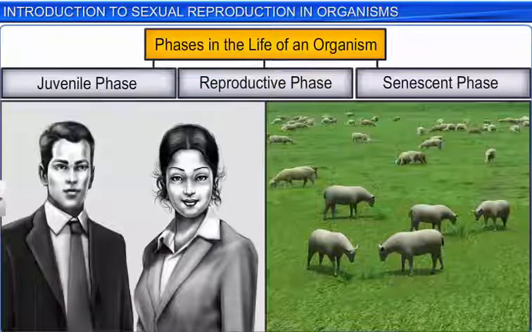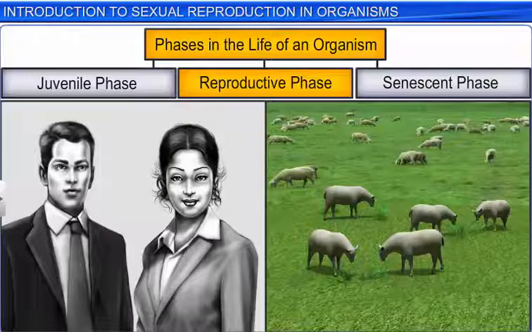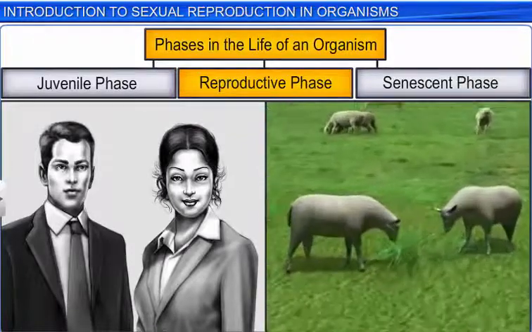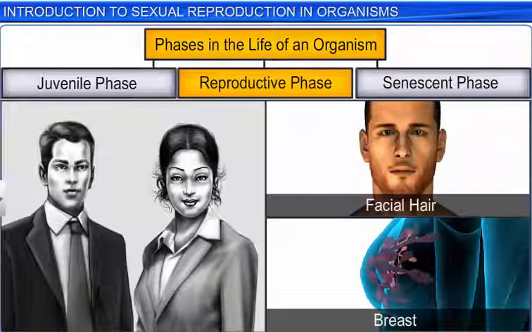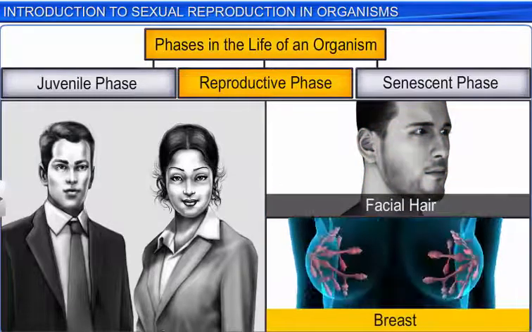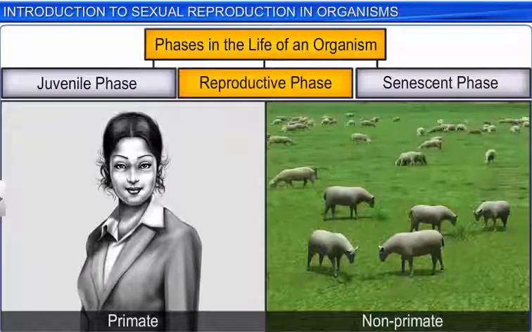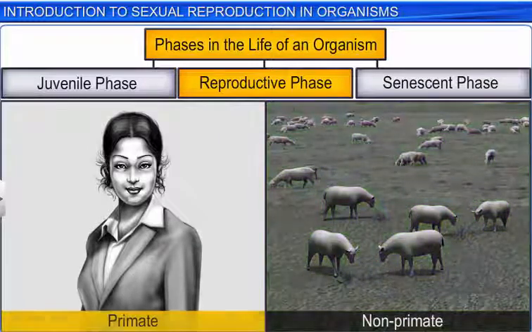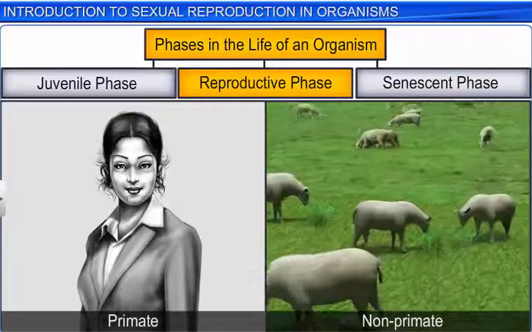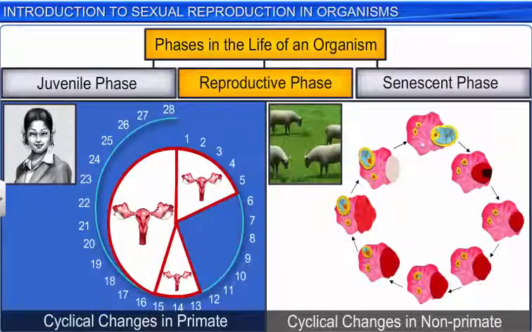Just as plants develop specialized structures during the reproductive phase, animals too show certain morphological and physiological changes. In human beings, for example, the reproductive phase, which starts with puberty, leads to the development of male and female secondary sexual characters such as facial hair in male and breasts, which are seen more prominently in females. Moreover, females of all placental mammals, including primates and non-primates, demonstrate cyclical changes in the activities of their ovaries and accessory ducts, as well as hormones during the reproductive phase.